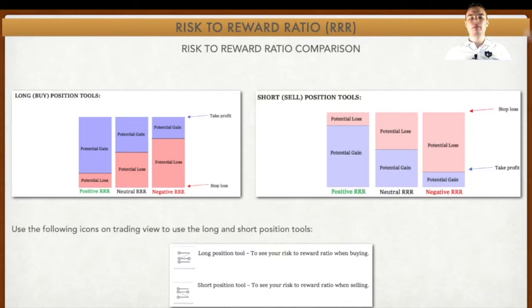And if you don't know how the icon looks on tradingview.com for these two tools, it is like that. The long position tool is for buying, and the short position tool is for selling.